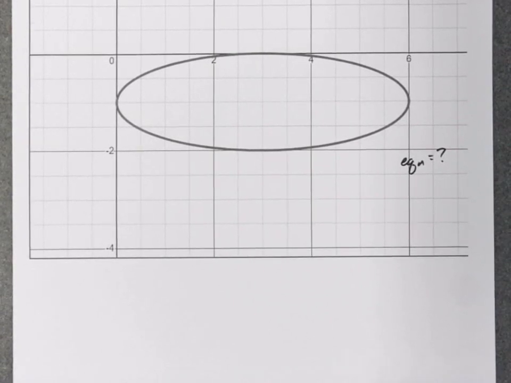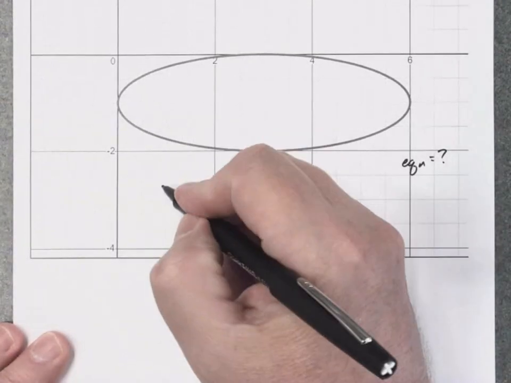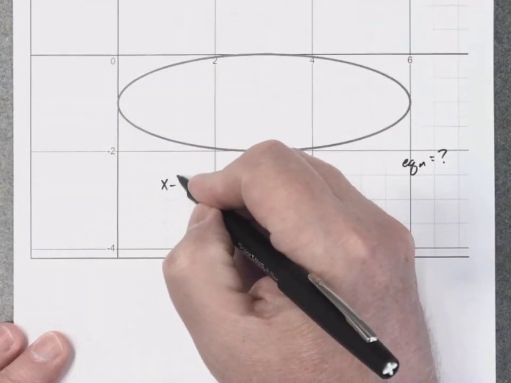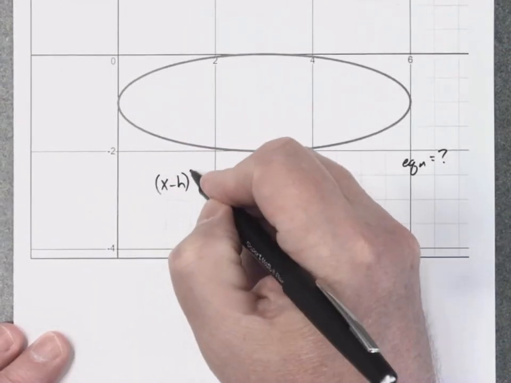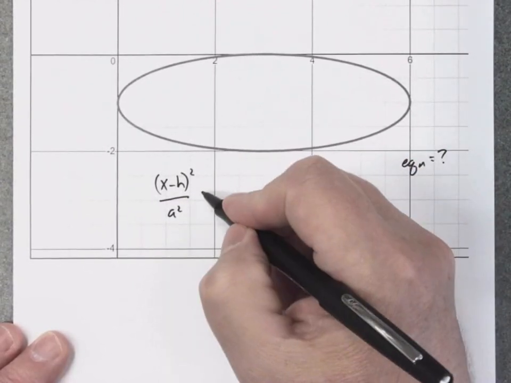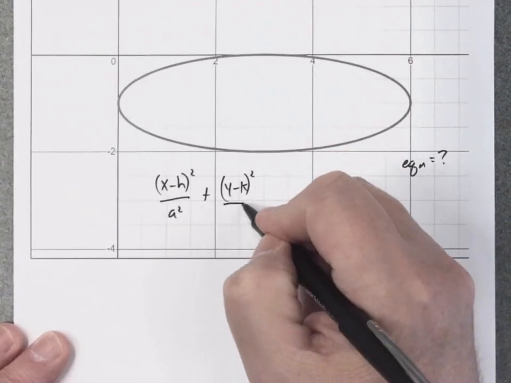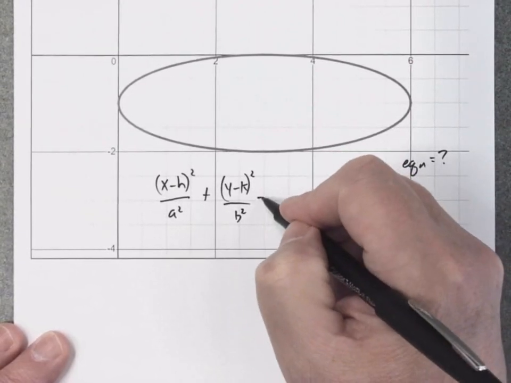So from our formula sheet, let's write down the standard equation of a left to right ellipse. And that's where the x minus h will be above the a squared, and the y minus k will be above the b squared.